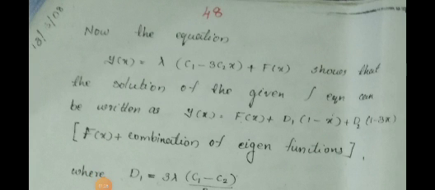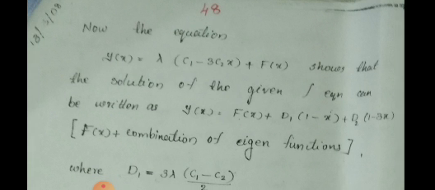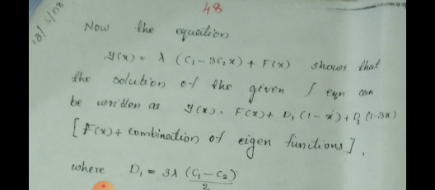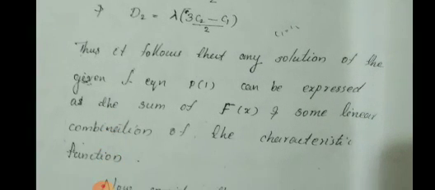Now the equation y of x equal to lambda into c1 minus 3c2x plus f of x. So the solution of the given integral equation will be written as y of x equal to f of x plus d1 into 1 minus x plus d2 into 1 minus 3x. The eigenfunctions are 1 minus x and 1 minus 3x. That means f of x plus a combination of eigenfunctions, where d1 equal to lambda into 3c1 minus c2 by 2, d2 equal to lambda into 3c2 minus c1 by 2.